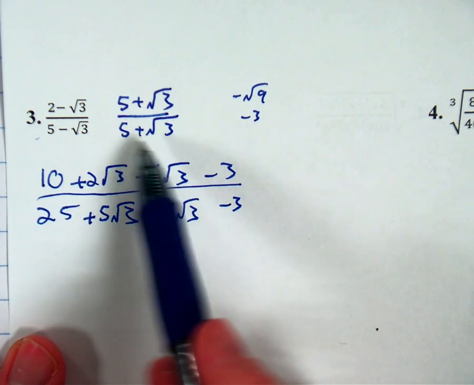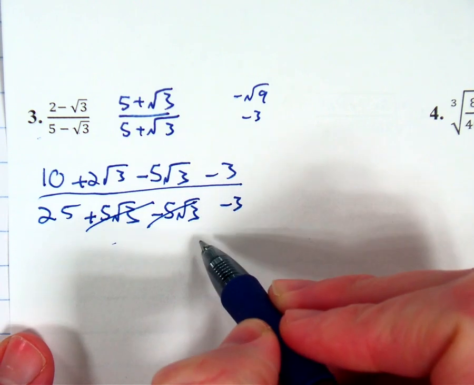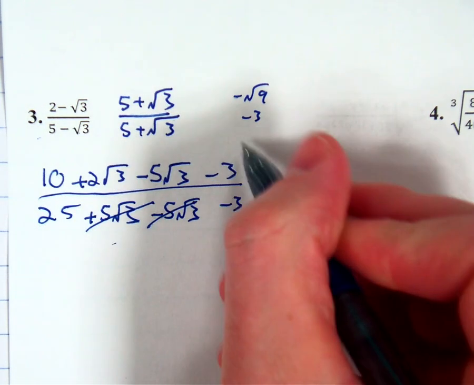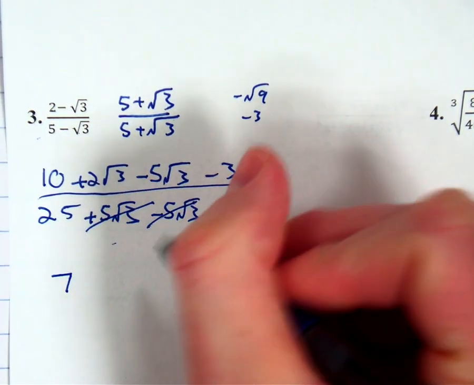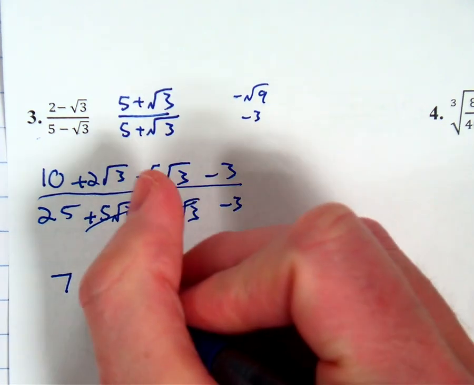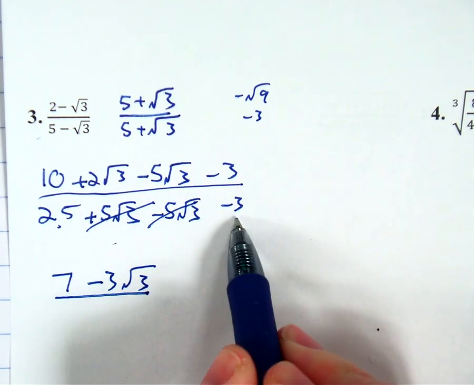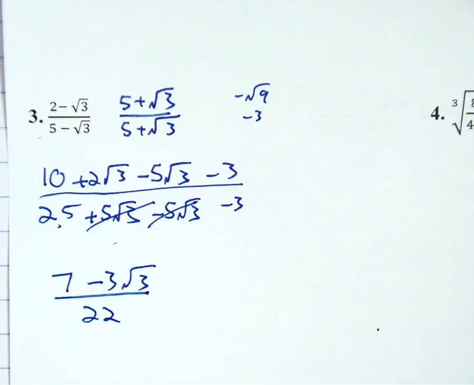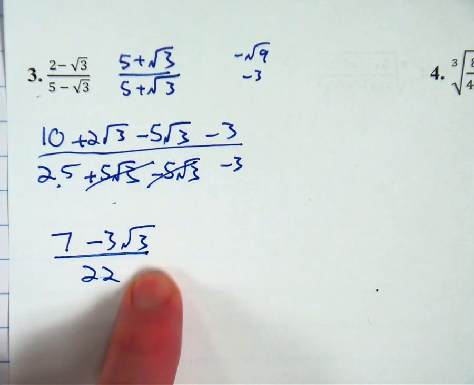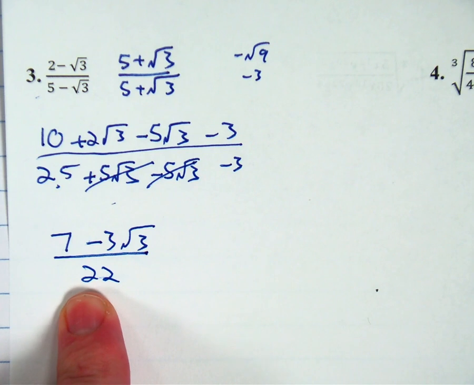Okay, the whole point of picking these that were opposite signs is so these two pieces would cancel out. Plus 5 radical 3 minus 5 radical 3 should cancel out. Now on the top, we can do 10 minus 3 for a 7. Positive 2 radical 3 minus 5 radical 3 with minus 3 radical 3. 25 minus 3 on the bottom is 22. And then double check to make sure we can't divide them all by the same thing. And there is nothing that's going to work for 7, 3, and 22. So we are done.